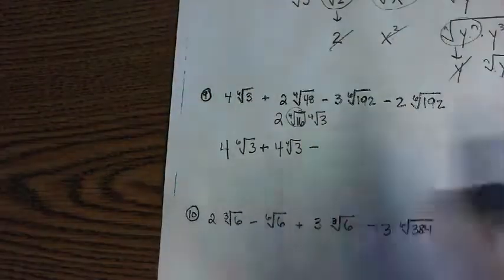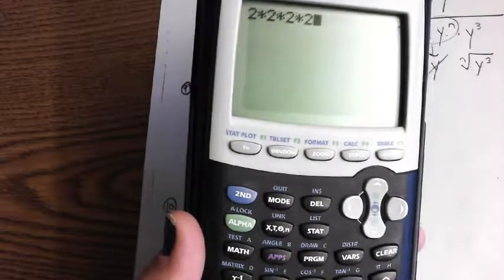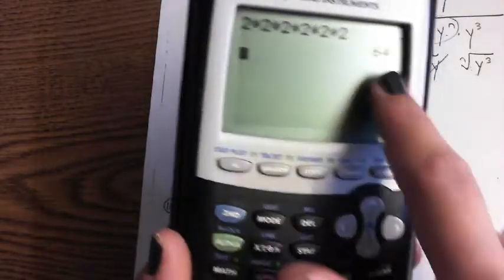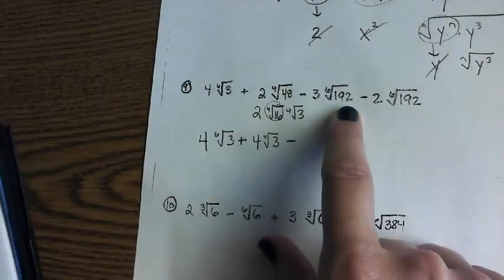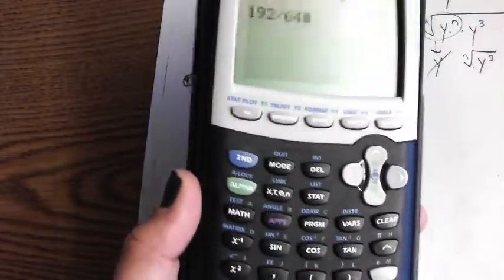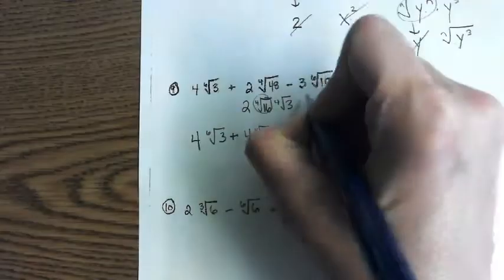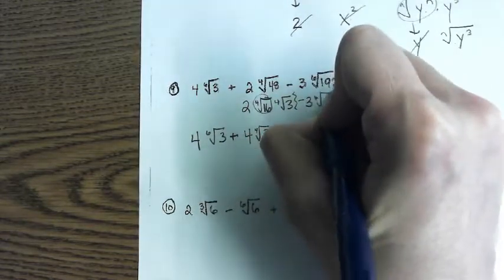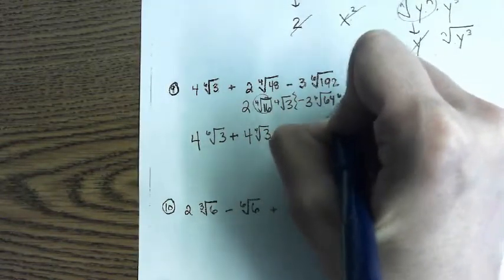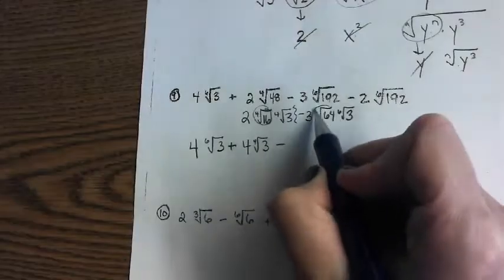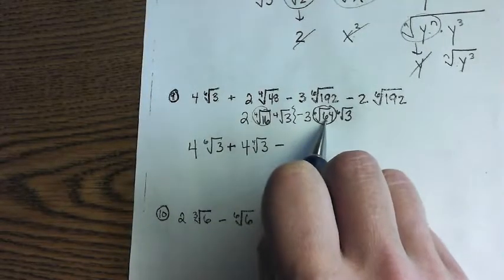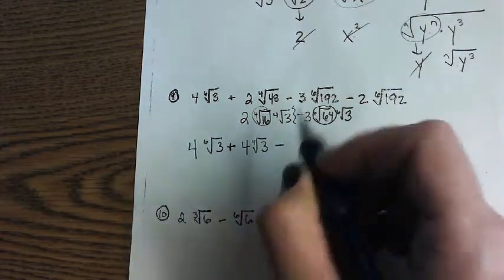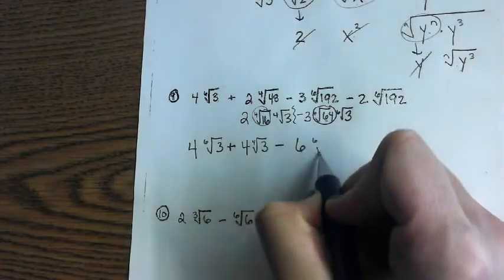Minus 6th roots. Dear Lord. 2 times 2 times 2 times 2 times 2 times 2. So there's a perfect 6th power. Does 64 go into 192? How many times? 192 divided by 64? 3. Awesome. So I'm going to make that 3 times the 6th root of 64 times the 6th root of 3. So the 6th root of 64 is a 2. Times that 3 is going to make minus 6, 6th root of 3.